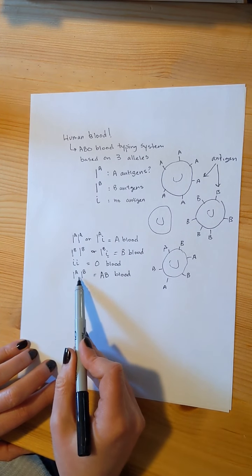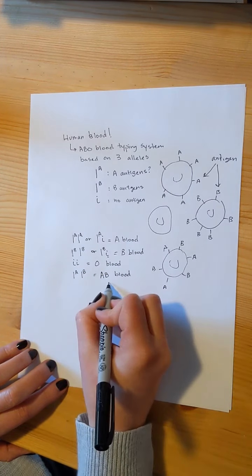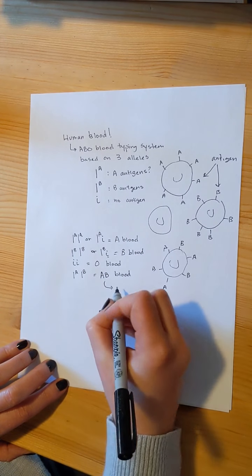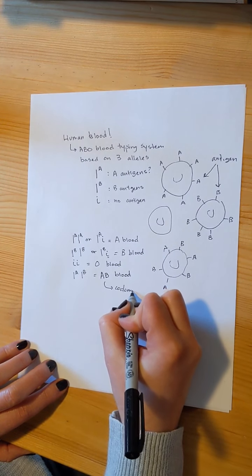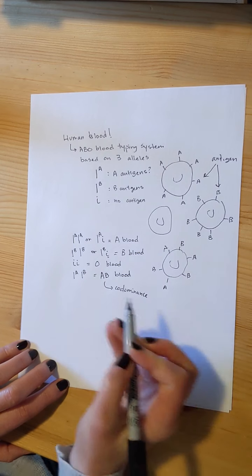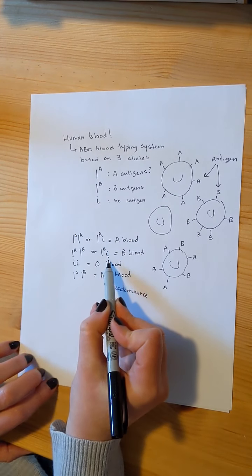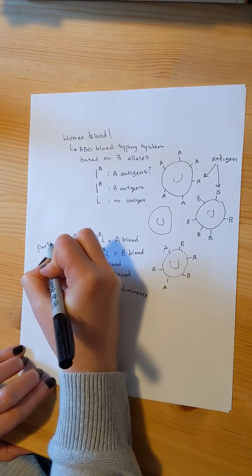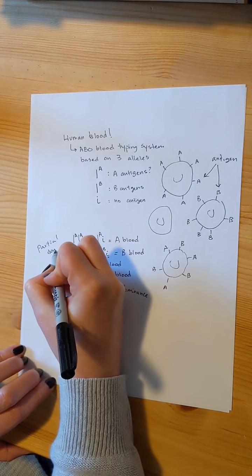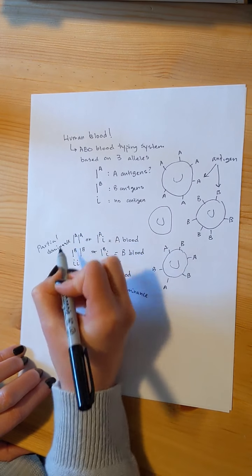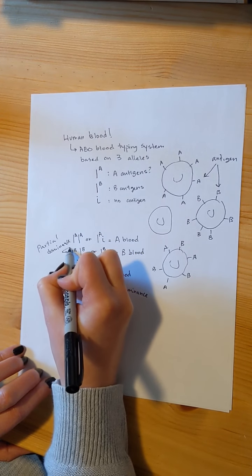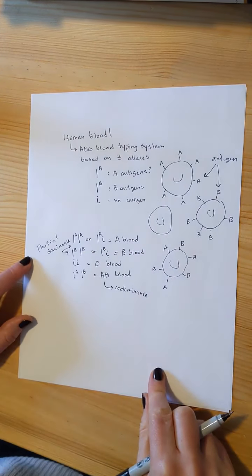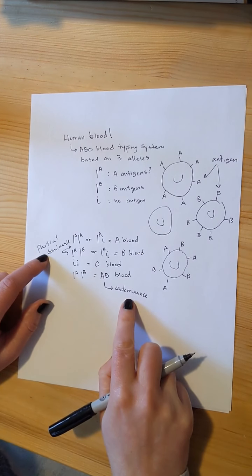Since both A and B are being expressed, this is an example of codominance. And since A and B are both dominant to i, but not dominant to each other, this is partial dominance. So we have an example of codominance and partial dominance.